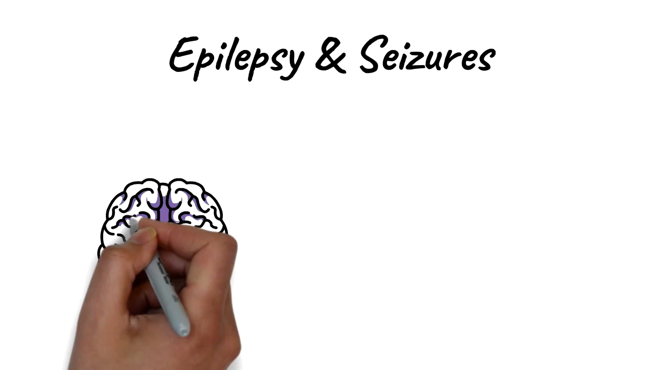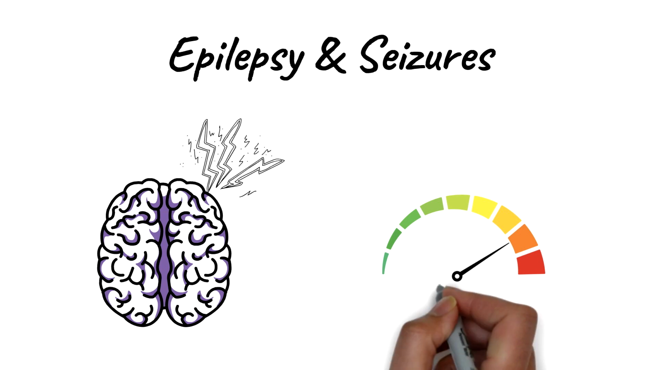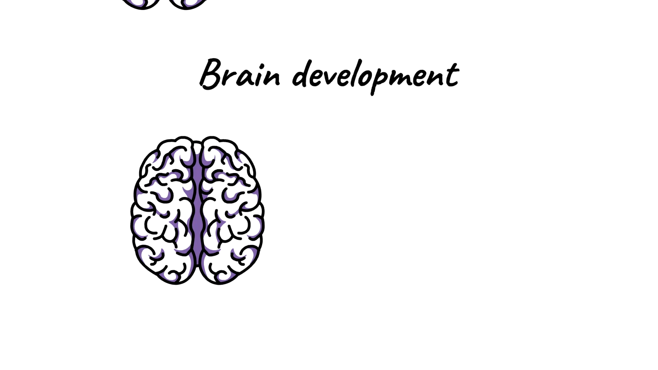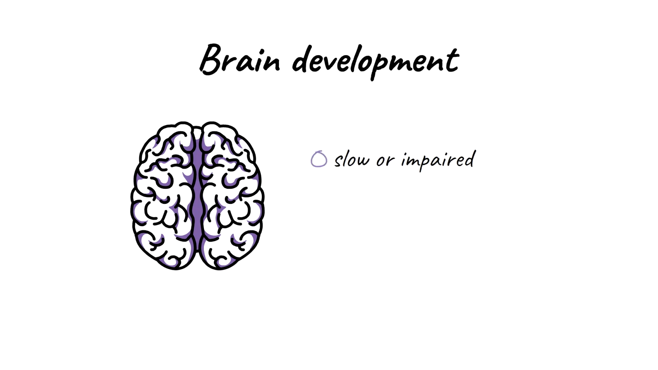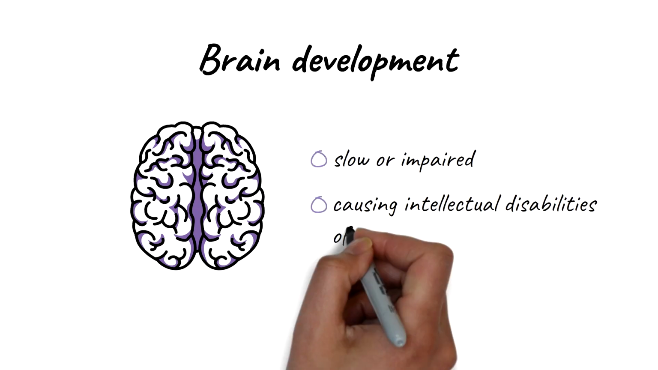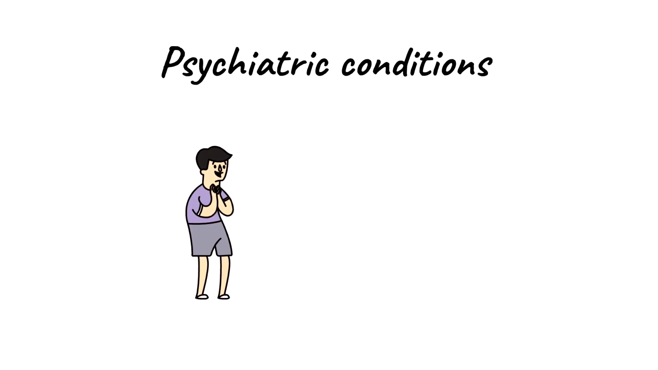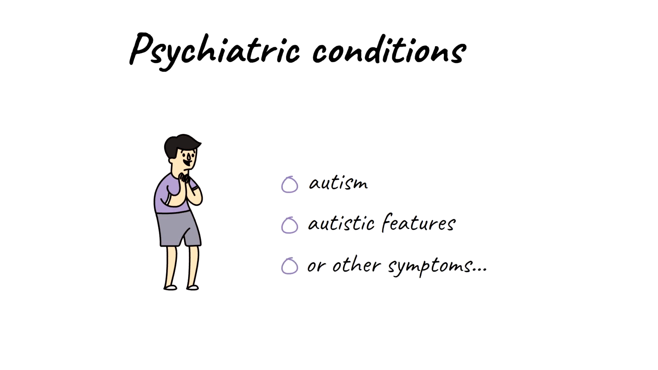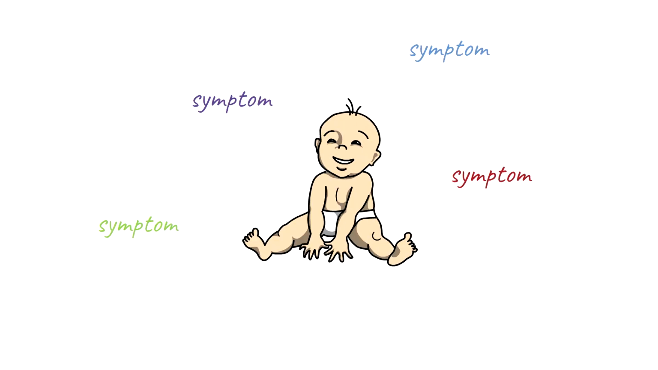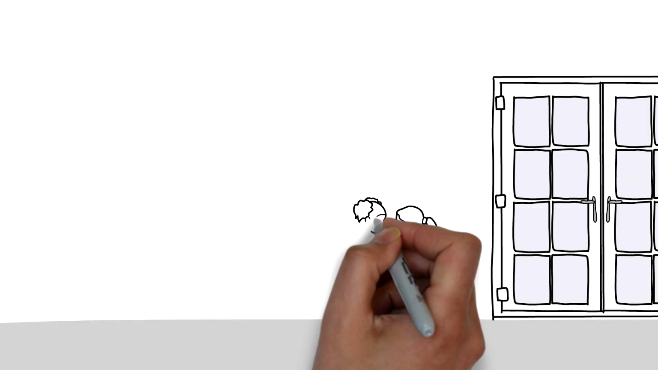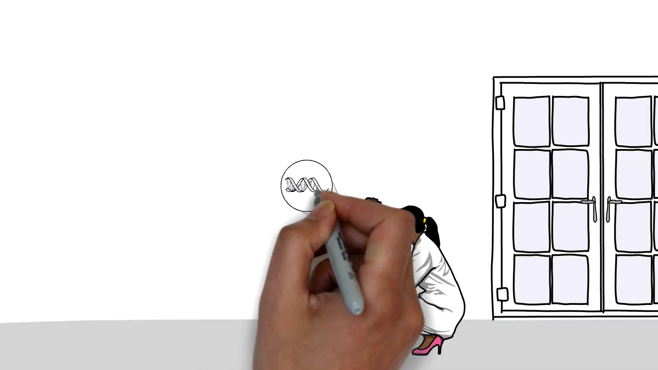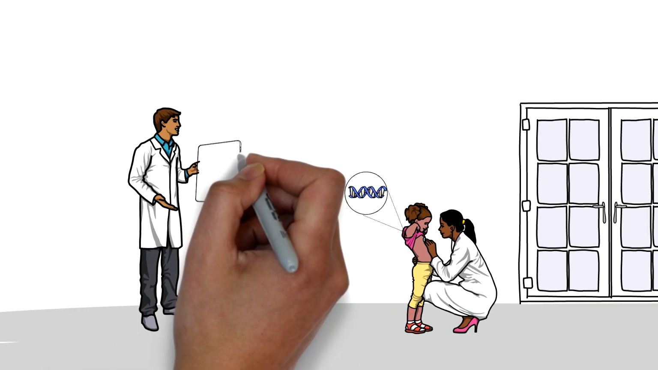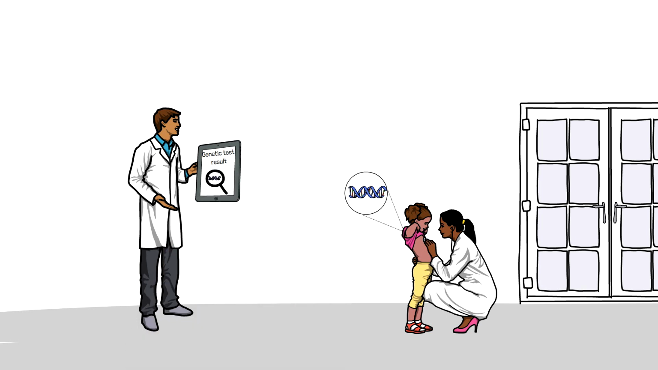The seizures can be severe and life-threatening, but can also be mild. Other individuals may even have no seizures at all. Brain development is often impaired or slow, causing intellectual disability of varying degrees. Psychiatric conditions like autism or autistic features, or other symptoms. If a child presents multiple symptoms, it is a good idea to consult a doctor. However, the only way to be conclusively diagnosed with an SCN-related neurodevelopmental disorder is to have comprehensive genetic testing done.